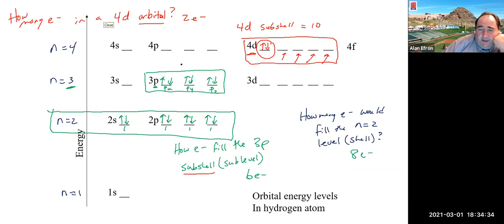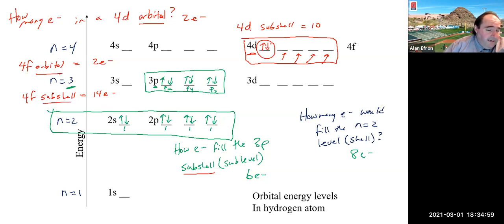It depends what the question is asked. So if I asked how many electrons in a 4f orbital, it would still be 2 electrons. If you did a 4f subshell, it would be all of them together. Since there's 7 orbitals, it would be 14 electrons. So that little difference is important when you're asked about that.